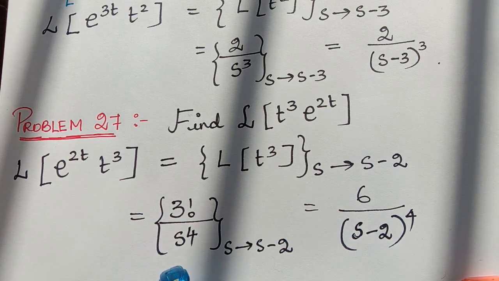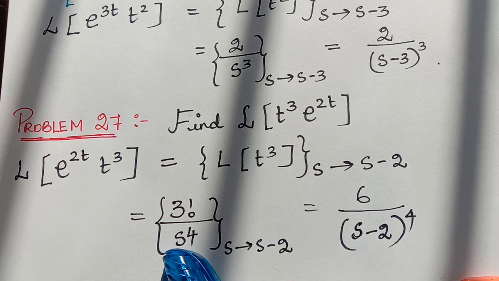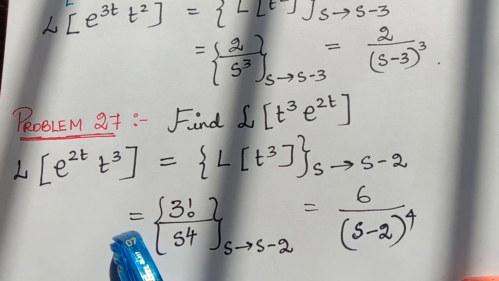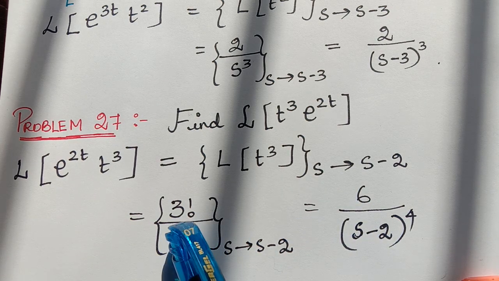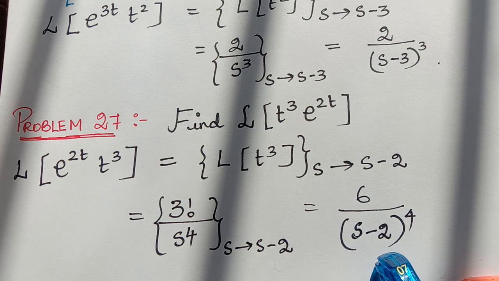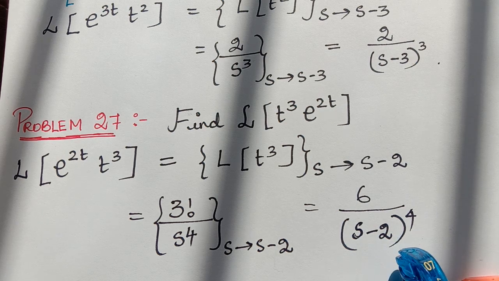And in this solution we have to replace s by s minus 2. So therefore replacing s by s minus 2, we get the answer to be 6 divided by, because 3 factorial is 3 into 2 into 1, which is 6. So 6 divided by s minus 2 the whole to the power 4. So this is the solution. Hope you have understood all the 5 problems that we have dealt with in this video.